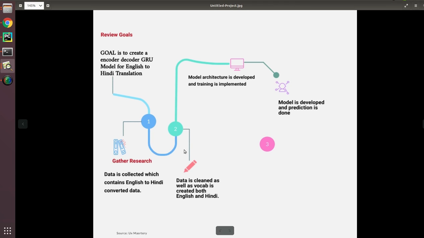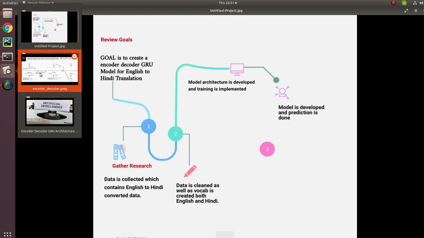Then the next part was to clean the data using regular expressions. There I used the concept of re.compile, deciding which things I need to keep in the data and which things I need to avoid, and then creating a vocabulary for English and Hindi using the Unicode representation. After that, with a good understanding of how GRU cells are made, I created the model architecture.